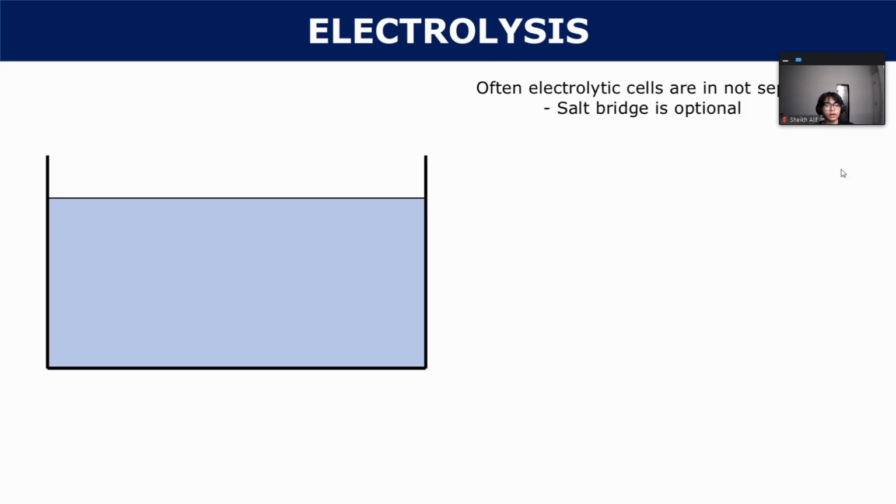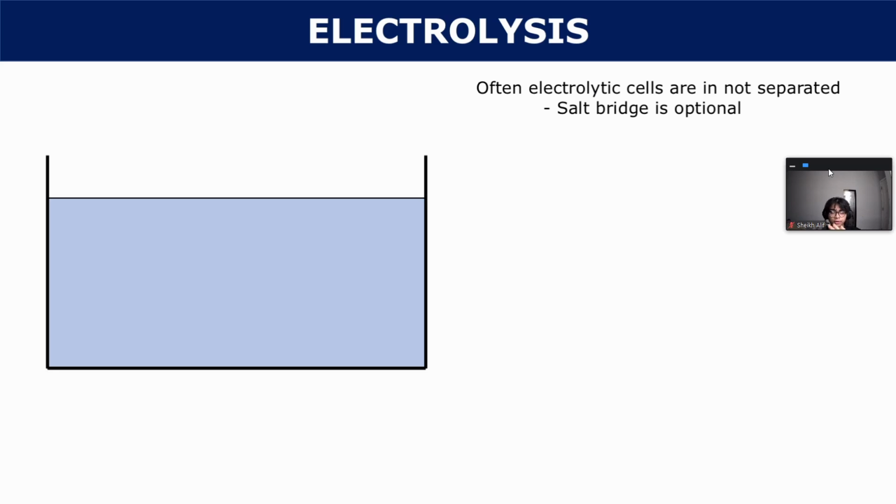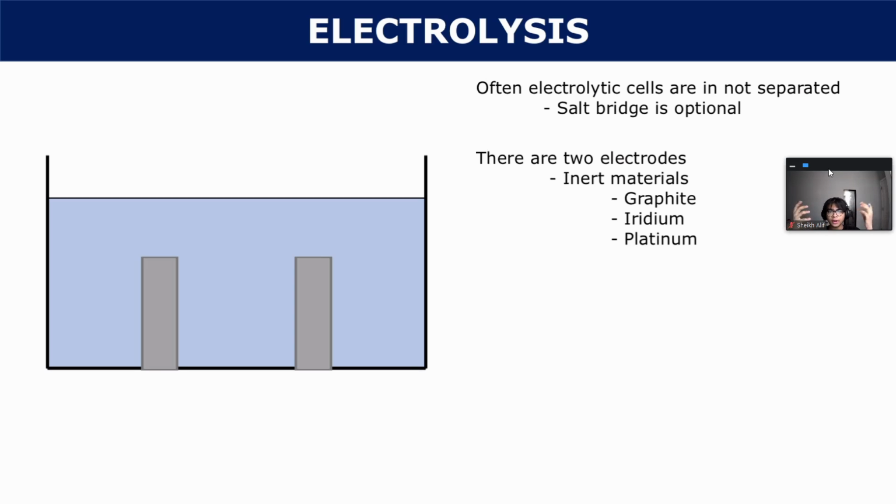Oftentimes, electrolytic cells are usually not separated, so a salt bridge is quite optional in some of these. You'll see that there's no need to charge balance these out because they charge balance on their own. But other than that, they still need the two electrodes that you have in galvanic cells. These two electrodes are usually made of inert metals like graphite or iridium or platinum. The point of these electrodes is to transfer electrons from one electrode to the other without having any effect on the reaction itself.